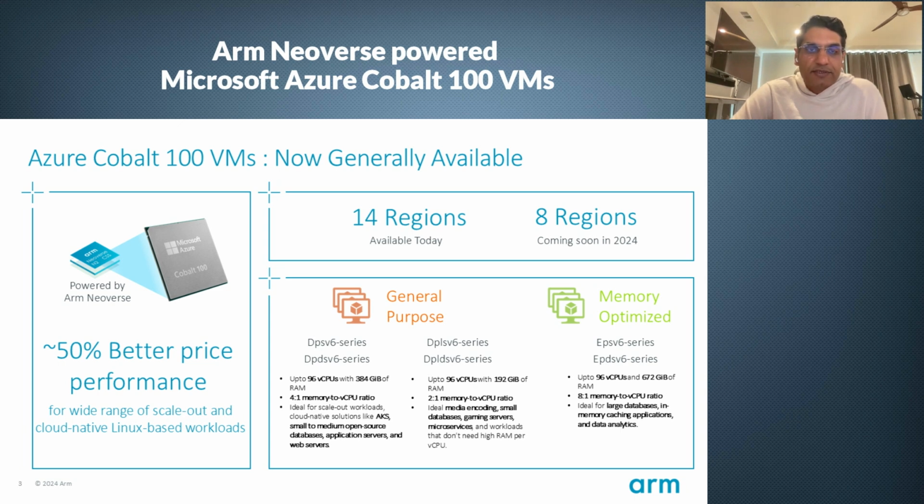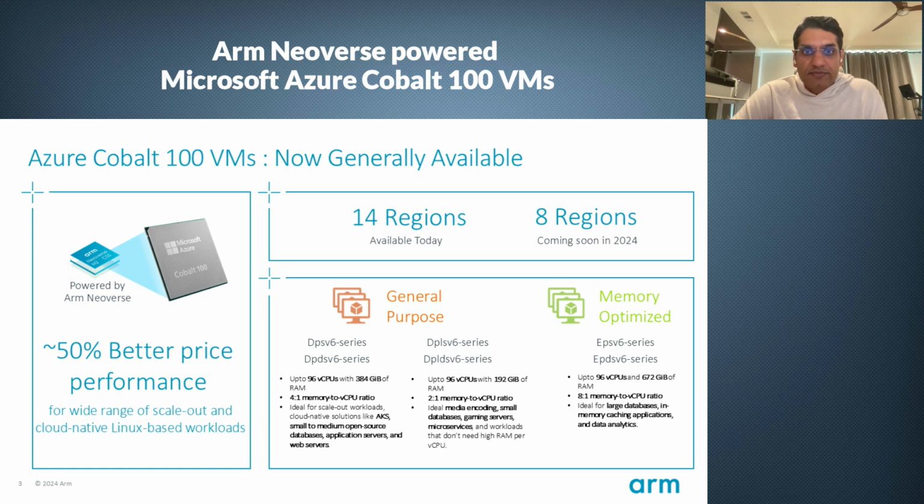Now let's look at the Cobalt 100 VMs and how it delivers up to 50% better price performance for a wide range of scale-out and cloud-native Linux-based workloads. It's available in 14 regions globally today and more regions coming soon. And there are general purpose and memory optimized VMs available.